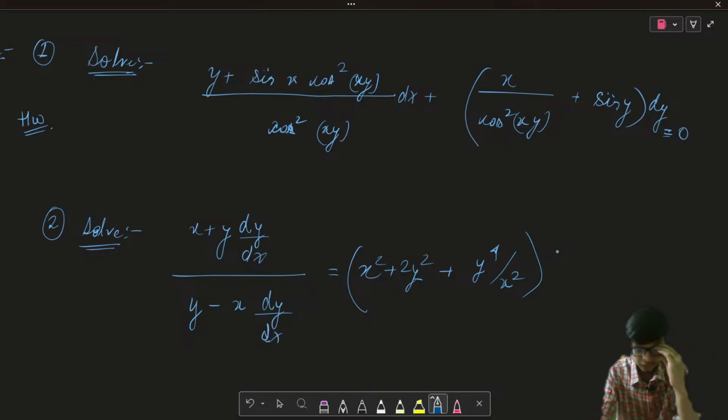Okay, so with this I would like to conclude the discussion on the exact differential equation. I hope this idea or the discussion is clear to all of you, right? Alright, so please try to solve these two problems and get to the solutions so that we can discuss the previous year questions.